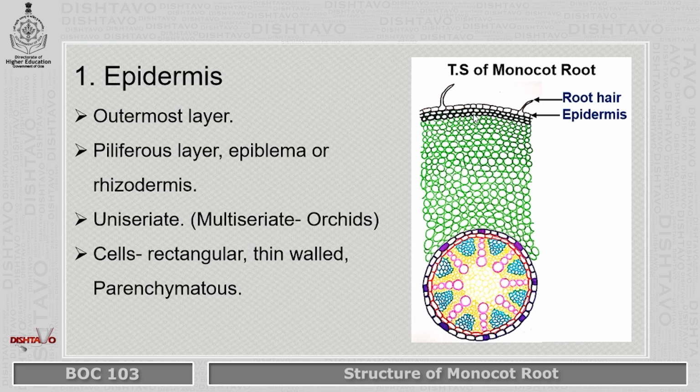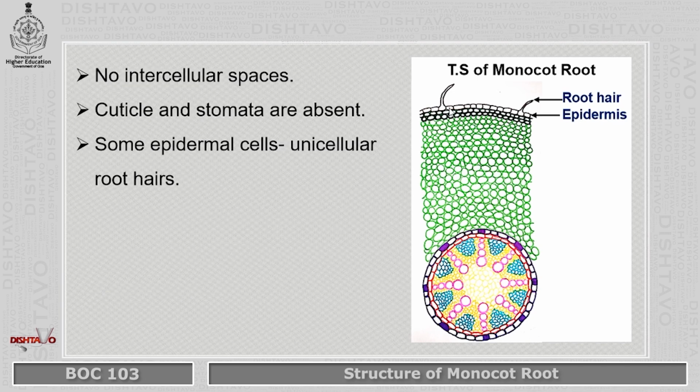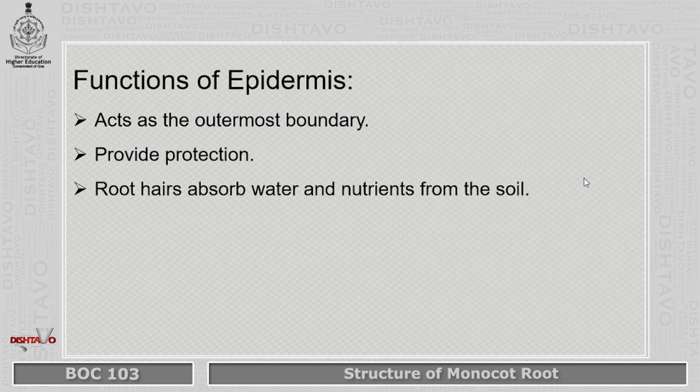The cells are rectangular, thin-walled and parenchymatous. There are no intercellular spaces in between them. The cells are tightly packed. Cuticle and stomata are also absent. Some epidermal cells come out to form unicellular root hairs. Here you can see these are the unicellular root hairs.